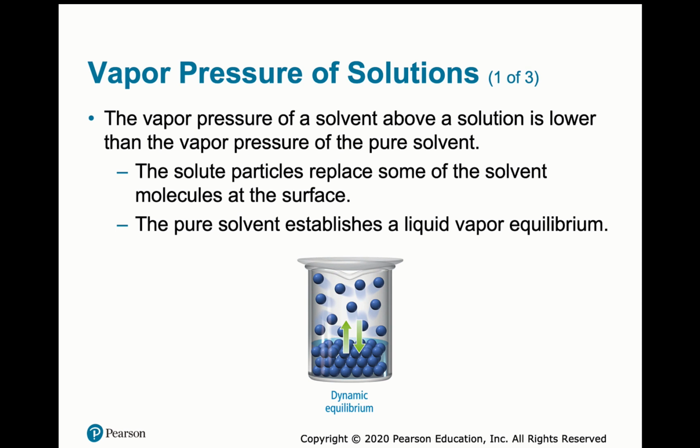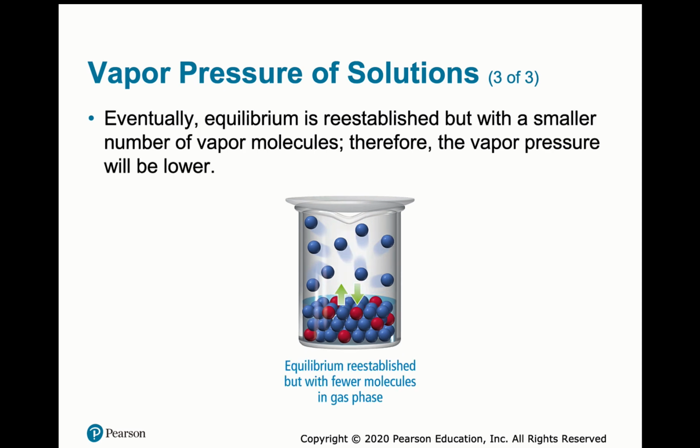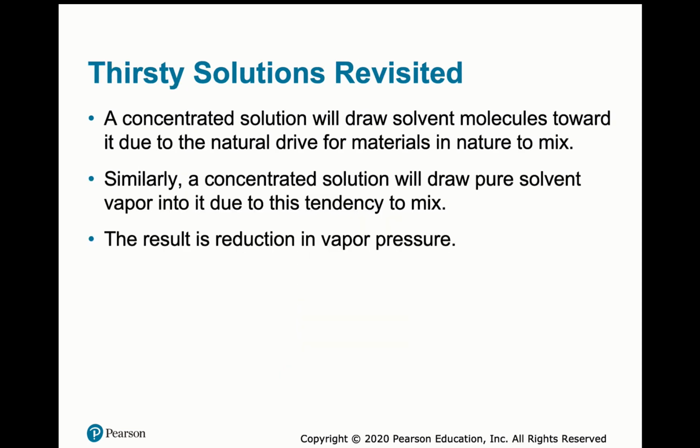So the vapor pressure of the solvent in a solution is lower. Having a solute lowers the vapor pressure of the pure solvent, and it does so by the attractiveness. So it overall decreases the amount of vapor above the solution. Eventually, after adding a solute, the equilibrium is reestablished. So this is saying the equilibrium is going to be reestablished.